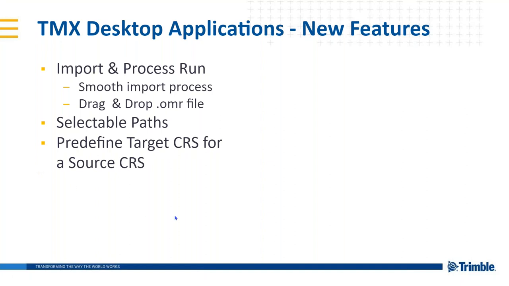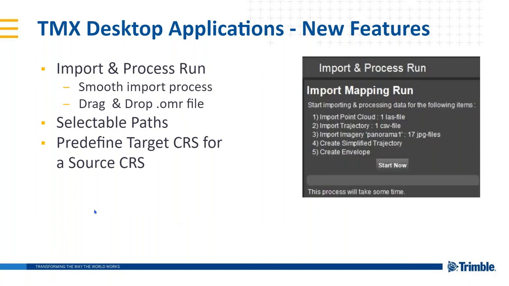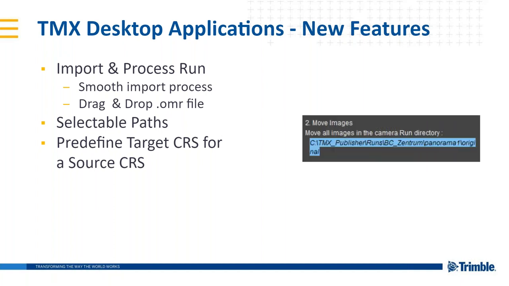Additionally, we have a new procedure. This is called import and process run, and that procedure saves you time by simply allowing you to organize your files inside a mapping run, putting the files where they should belong, and simply drag and drop an OMR file for that specific run, and TMX will automatically do everything else from importing the point cloud to importing the CSV files and the JPEGs as well. So my colleague Miguel will also demonstrate how this can be done in a minute.